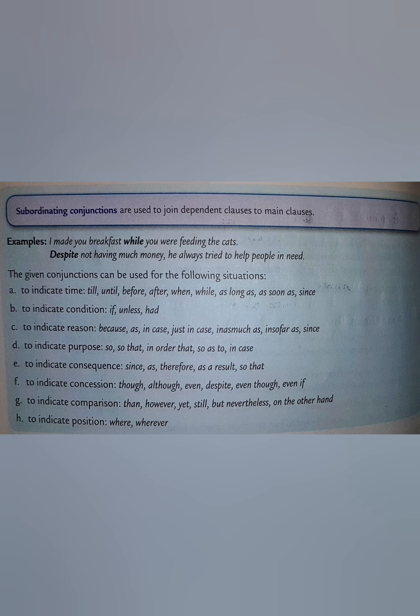That is subordinating conjunctions. Subordinating conjunctions are used to join dependent clauses to the main clauses. Let's see the example first. I made you breakfast while you were feeding the cats. Here, I made you breakfast is the main clause and you were feeding the cats is the dependent clause. So sometimes we have sentences with two types of clauses, the main clause and the dependent clause, and to show the link between the two we use subordinating conjunctions.